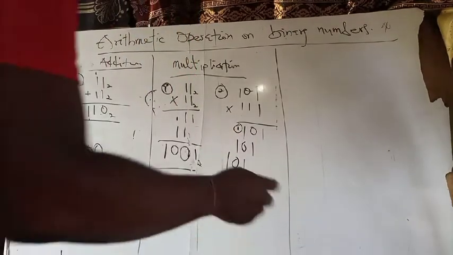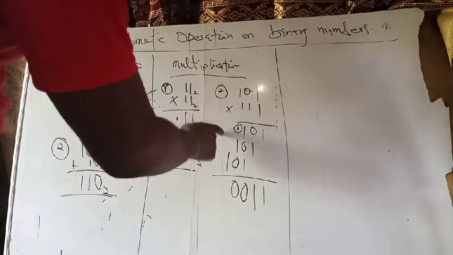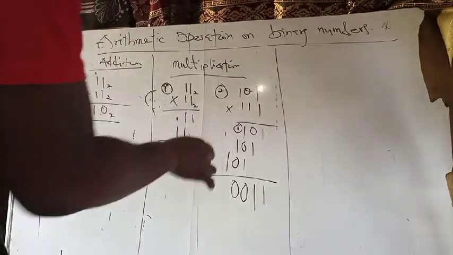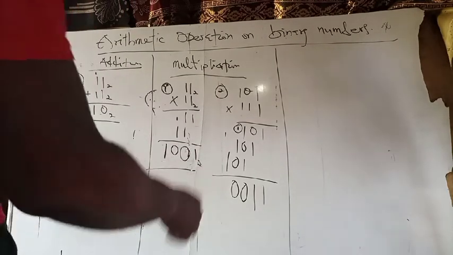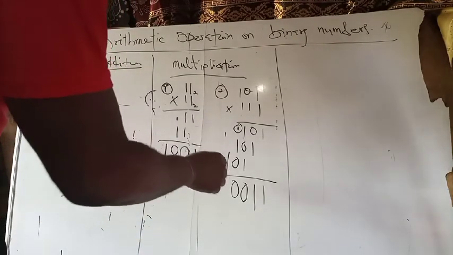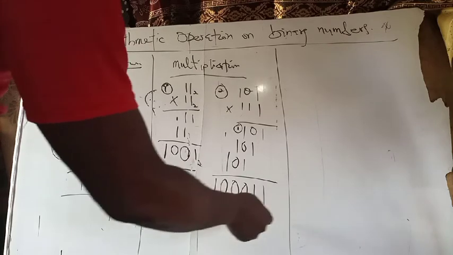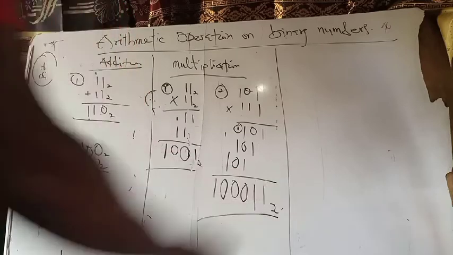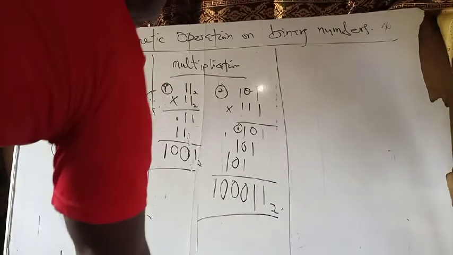So 2 will go into 2 how many times? 1, remainder 0. The remainder will be here. Then 1 will also be here. So 1 plus 1 will be 2. 2 will go into 2 how many times? 1, remainder 0. The remainder is here. Then the number of times it goes into 1 will come forward. That is the final answer.